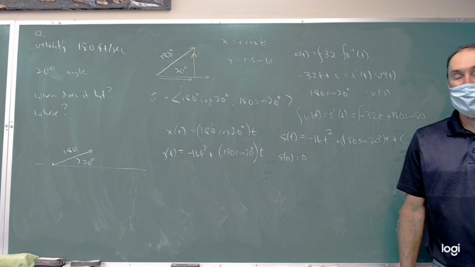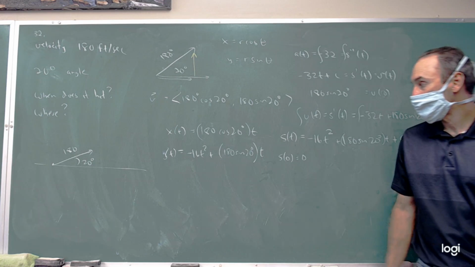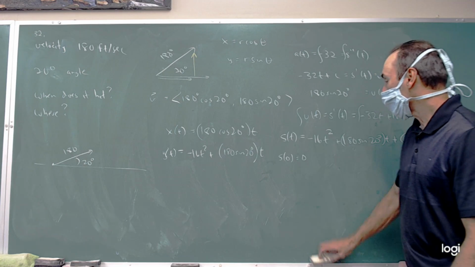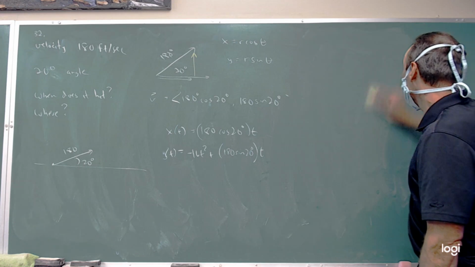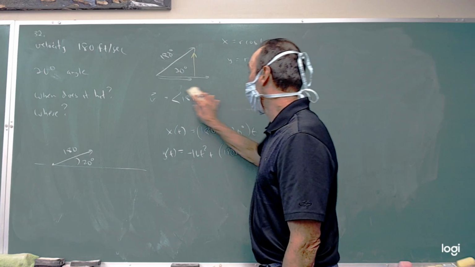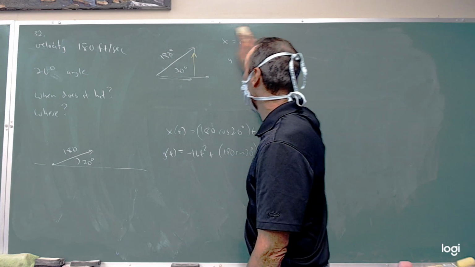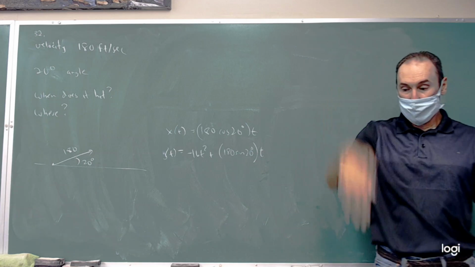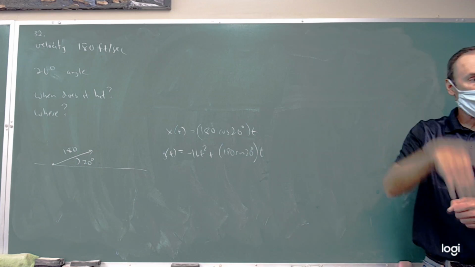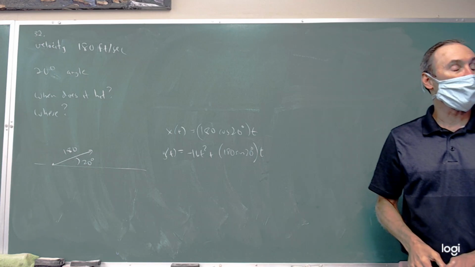Okay, that's the hard part. Now, we want to know, when does this thing hit the ground? Well, our horizontal component says this thing is going to go on and on, but the vertical component doesn't say that. Gravity is going to push it down into the ground, and that's when we're interested. When does that hit the ground?